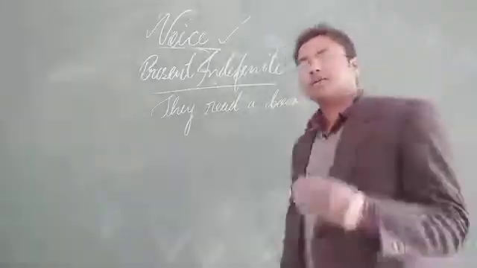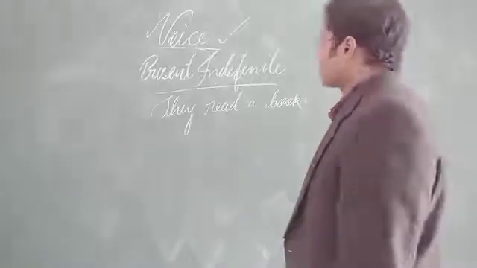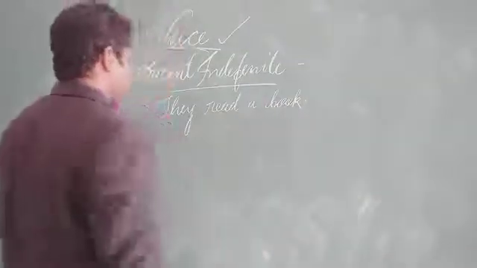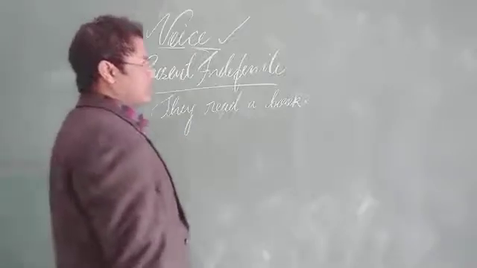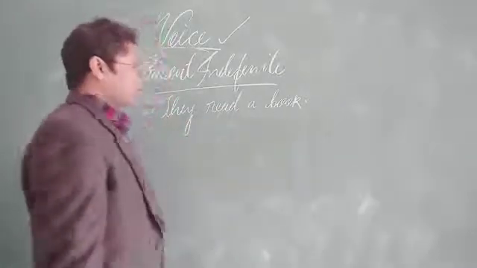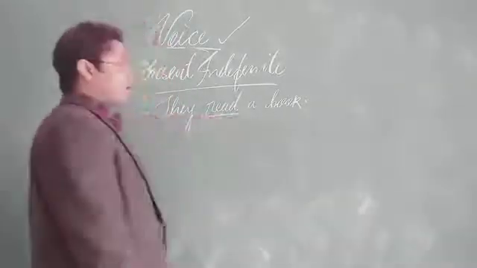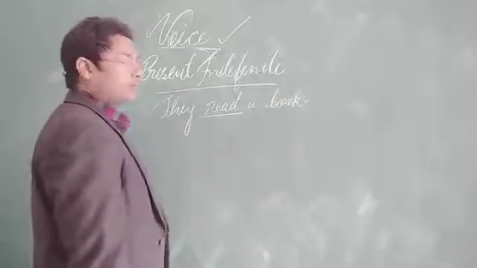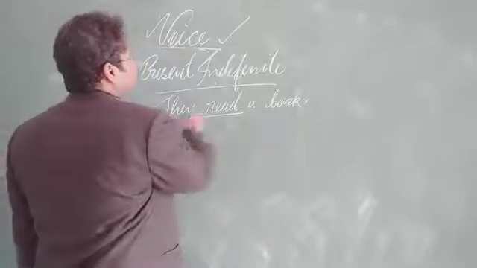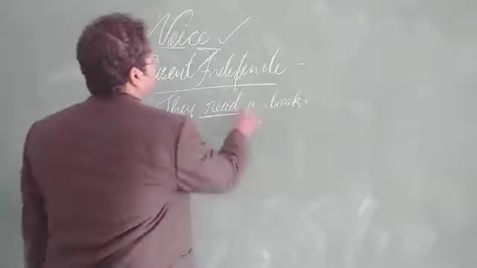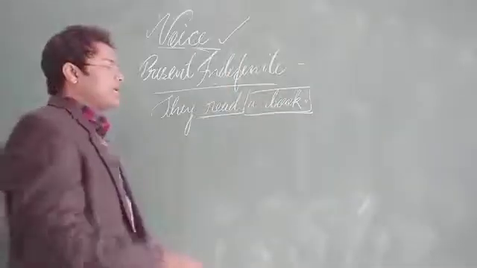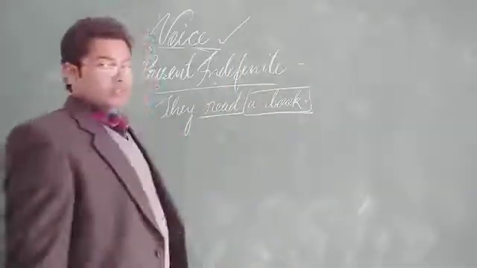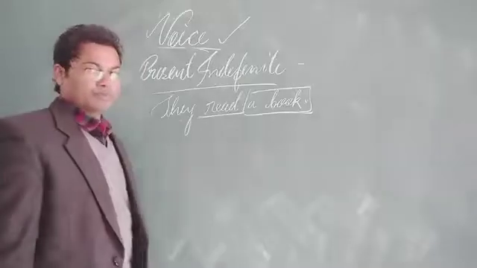वो एक किताब पढ़ते हैं. Now, what did I tell you? First of all, we have to know that the verb of sentence is transitive or intransitive. The verb is read. How to know? We have to make questions: what or whom? What do they read? वो क्या पढ़ते हैं? So the answer will be a book. Definitely, object is there. So the verb is transitive.